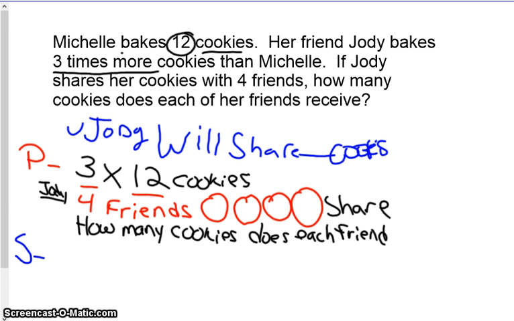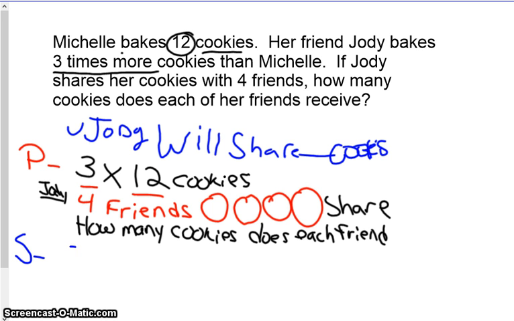So we need to find out what first? What do we need to find out? We know that we're multiplying 3 times 12, but do we have that total yet, Calista? No. No, so do we need to find that first? Yes. Okay, so what's 3 times 12?